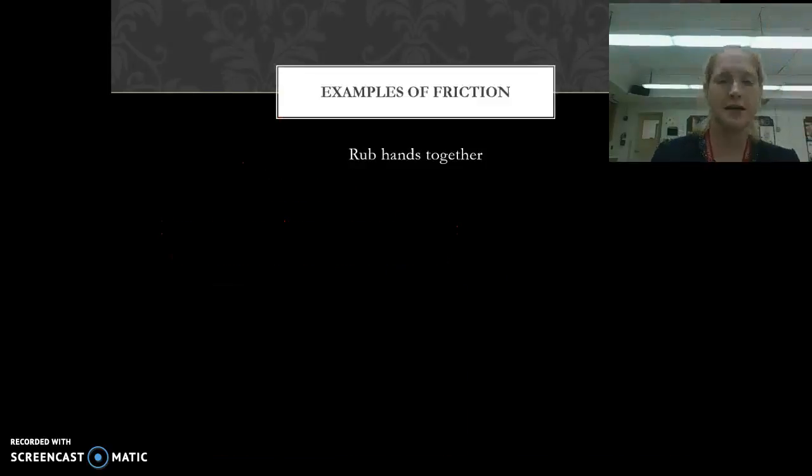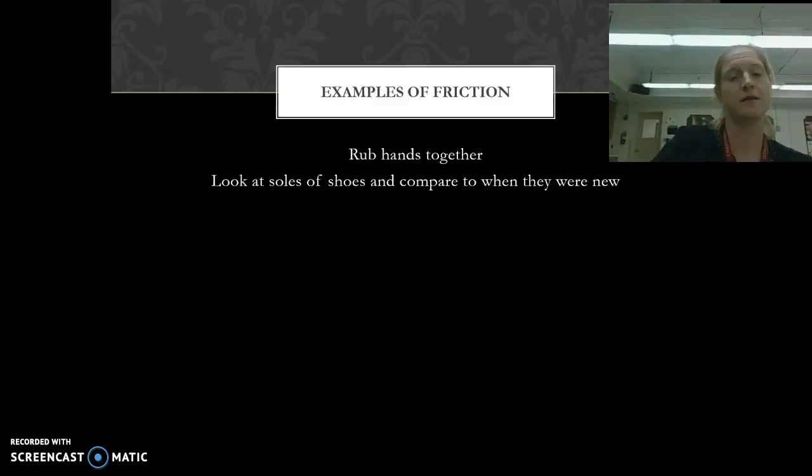Okay. Examples. I just showed you rubbing your hands together. Look at the soles of your shoe. When they were new, they were not that worn down. List 2 more examples in your notes, please.